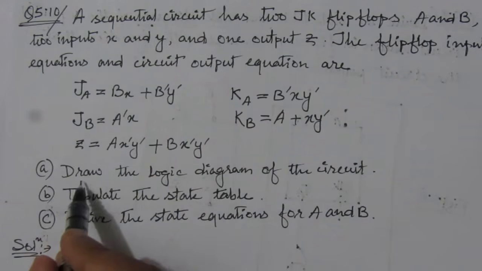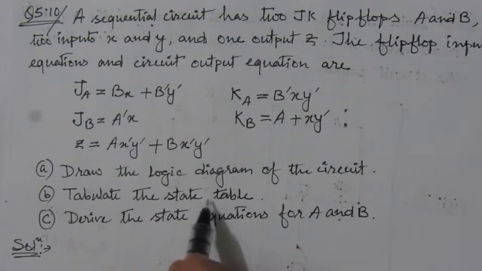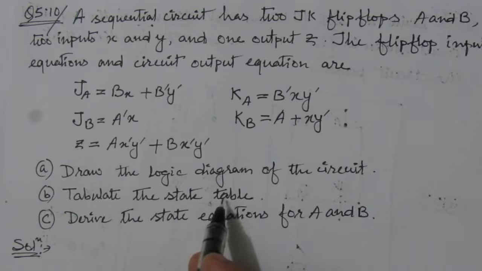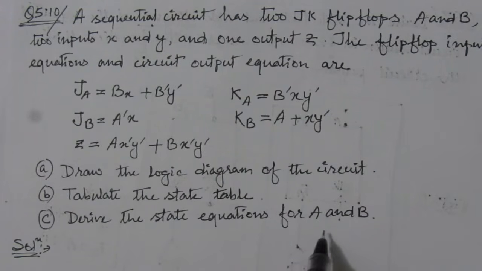Now we are asked to find the logic diagram of the circuit. Then we have to tabulate the state table. First of all, we have to draw the logic circuit. Then we have to find the state table of the circuit. Then we have to derive the state equations for A and B, that is, the next state equations for A and B.